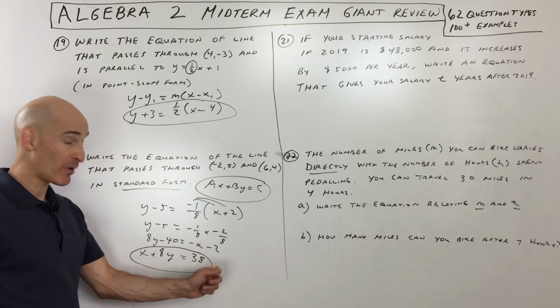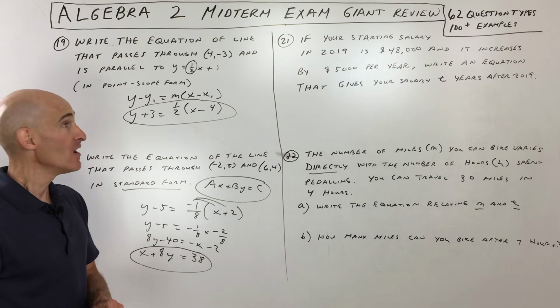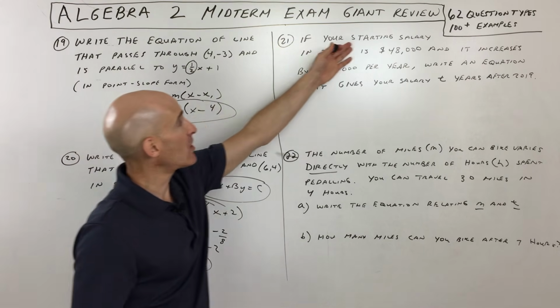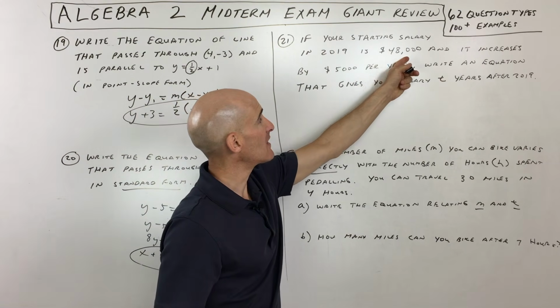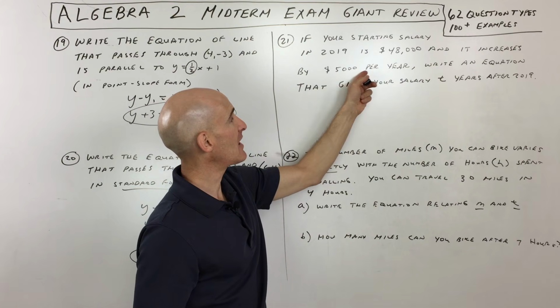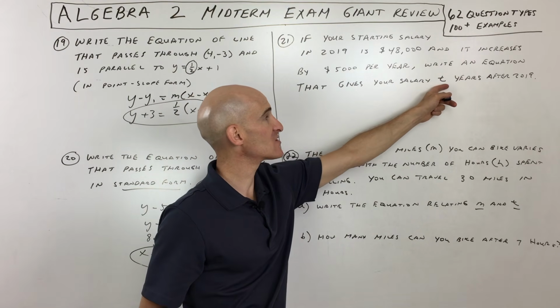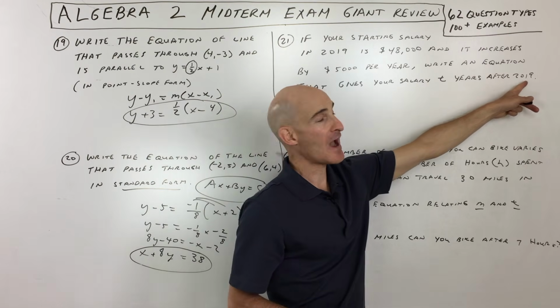If this was negative, I'd multiply through everything by a -1. Okay, let's go to number 21. It says if your starting salary in 2019 is $48,000 and it increases by $5,000 per year, write an equation that gives your salary t years after 2019.